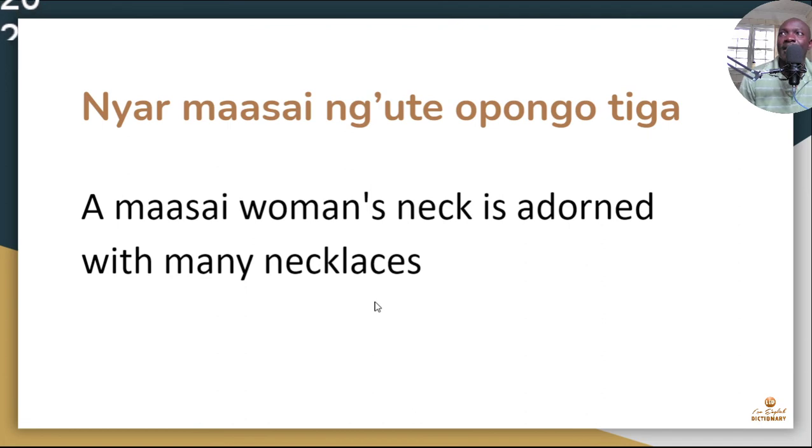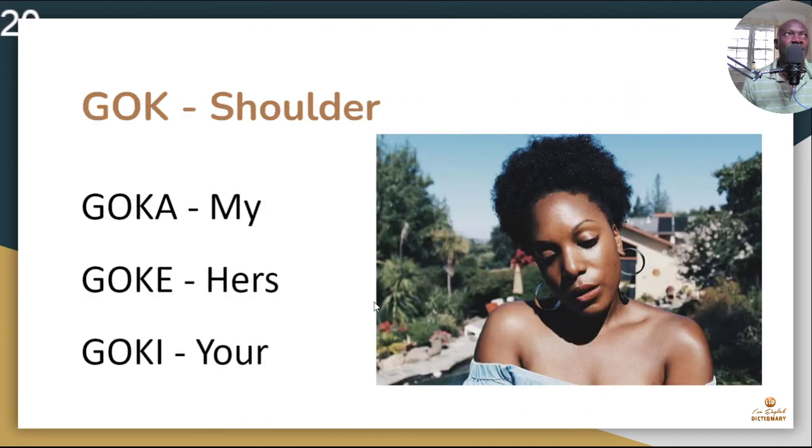Then the next one is shoulder, and shoulder is gok. That's the shoulder, this part of the body. In a sentence, goka is my shoulder. Goke is her shoulder. Goki is your shoulder.